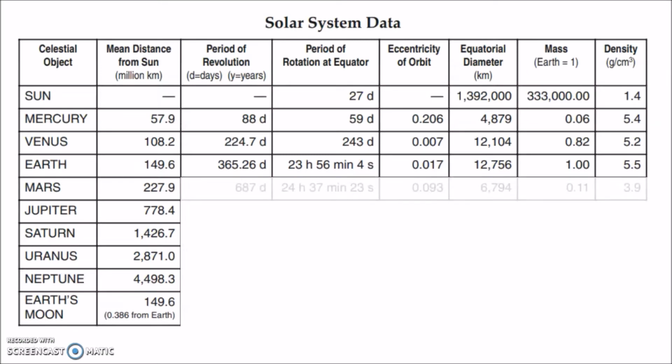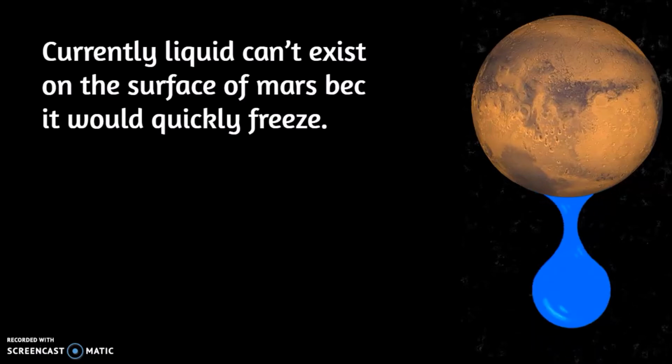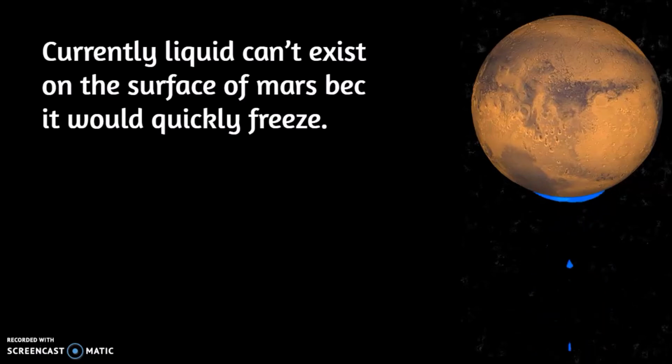Let's see this information on the chart. For Mars, the period of revolution, how long it takes to go around the Sun, is 687 days, which is just under twice Earth's. This is why the seasons are longer. However, this doesn't affect the rotation, how fast it spins, which is a similar amount of time to Earth. Currently, liquid can't exist on the surface of Mars because it would quickly freeze. However, valleys and stream paths that were found on Mars indicate that Mars may have had a thick atmosphere with abundant liquid water on its surface.